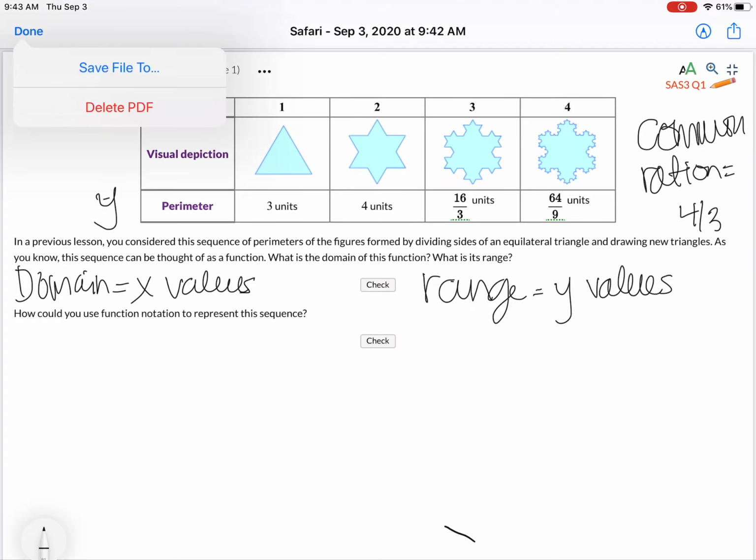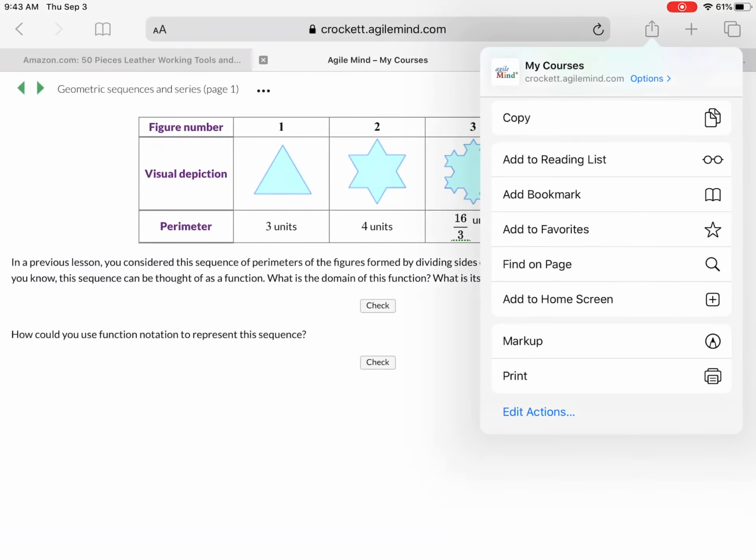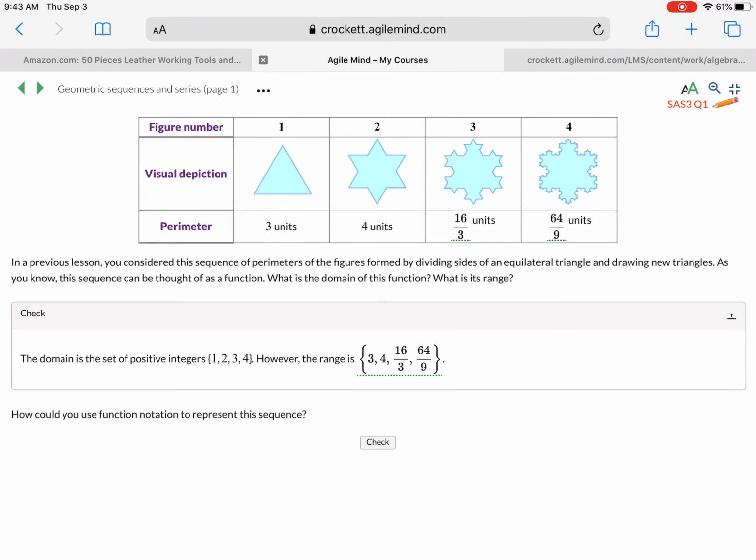So the domain is the set of positive integers 1, 2, 3, and 4. However, the range is 3, 4, 16/3, and 64/9. So make sure you have that down on A and B. Okay, you're just writing your x values for your domain and you're writing your y values for your range. Okay, C says, write the recursive definition for the function.